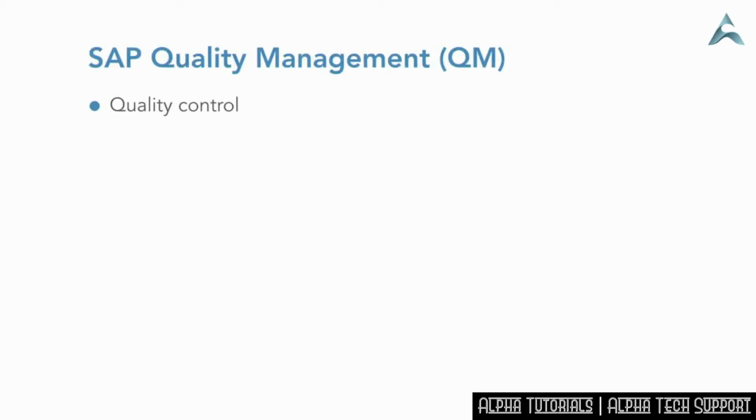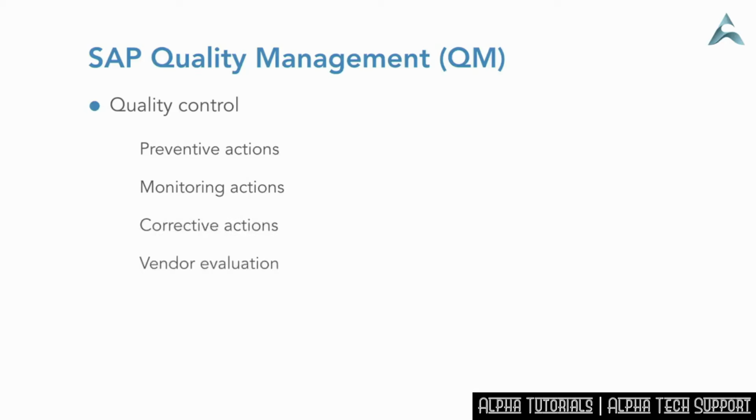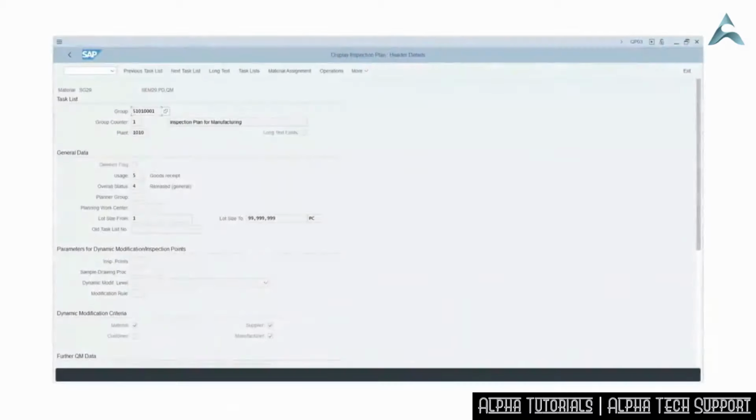Quality control is the area where different preventive, monitoring, and corrective activities take place. This is also where vendors can be evaluated on quality to see if poor performance means it would be worthwhile seeking out a better vendor. Let's look at an inspection plan in the system. This is an inspection plan for manufacturing of material SG29 at plant 1010. For this material, this inspection plan applies to all lot sizes.